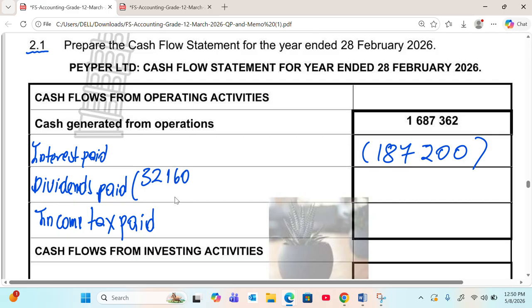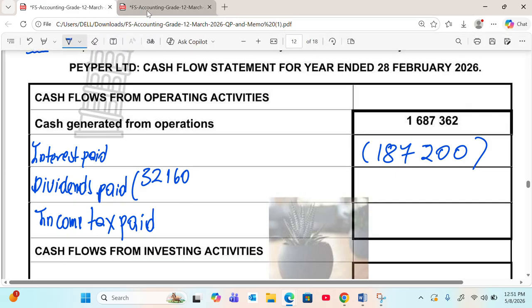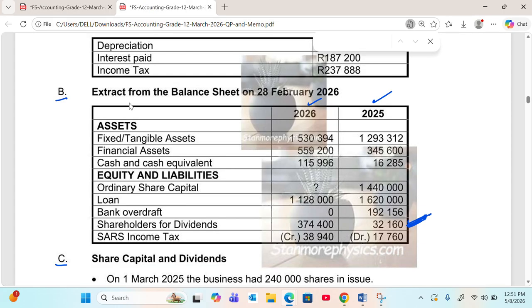32,160. So what about now our interim dividends? Here we are only calculating dividends paid for the current financial year. For the current financial year, guys, you pay first what you declared from the previous period. Where do you get your declared from the previous period? From the statement of financial position as shareholders for dividends. And then secondly, we record your interim dividends for the current financial year. So let's go and check the information that speaks about dividends.